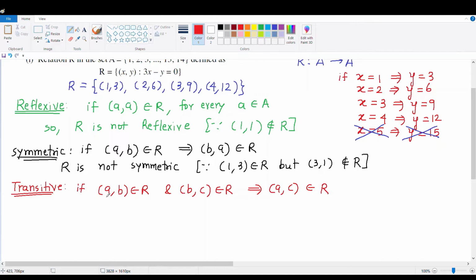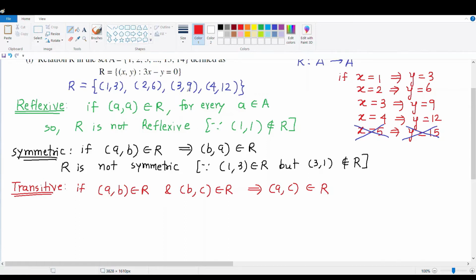Right? See here, (A, B) belongs to R, so we can take this (1, 3). So (1, 3) belongs to R, and (B, C) belongs to R, so something which starts with the end number of this. So that was (3, 9). So (3, 9) also belongs to R.